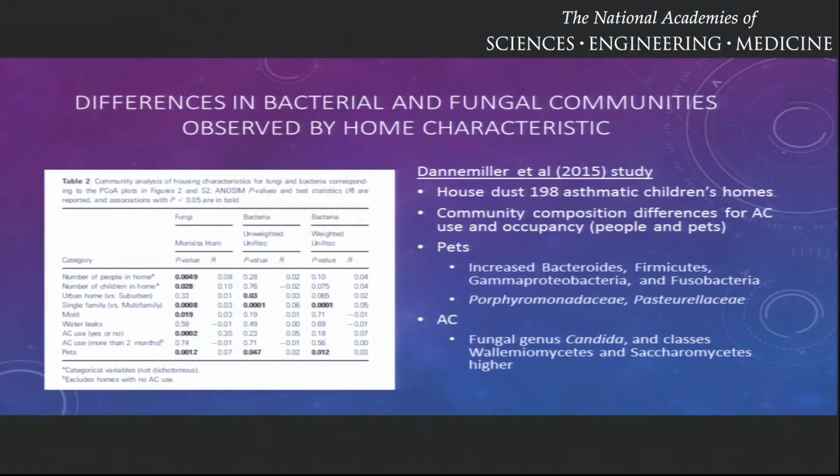Okay. Now, other investigators have looked at differences in bacterial and fungal communities as observed by home characteristic. So this is a publication from Dan Miller et al. in 2015 that looked at house dust samples from 198 asthmatic children's homes. And they compared community composition differences for AC use and occupancy, including people and pets. And in the homes that had pets, they observed increased Bacteroides, Firmicutes, gamma proteobacteria, and fusobacteria. There were a number of OTUs within those groupings that were quite different for pets.